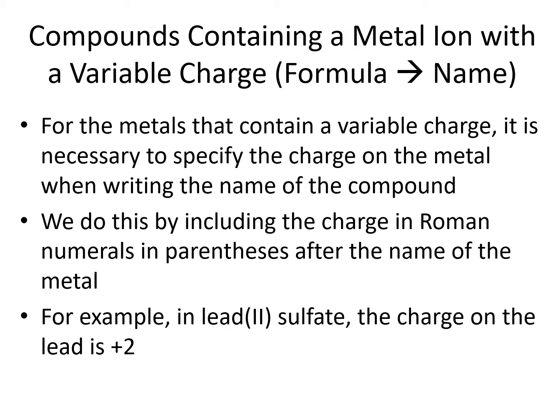The way we specify the charge is by putting it in Roman numerals in parentheses right after the name of the metal with no spaces. For example, in the name lead(II) sulfate, the II in Roman numerals in parentheses is how we specify that the lead has a +2 charge. Notice that the metal is still taken directly from the periodic table, and in this case, sulfate is a polyatomic ion, so we use just the name of that polyatomic ion. We can write the lead sulfate part first and leave ourselves a blank in the parentheses to fill in for the charge.